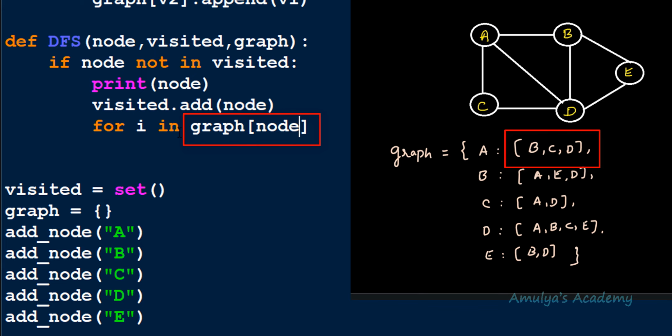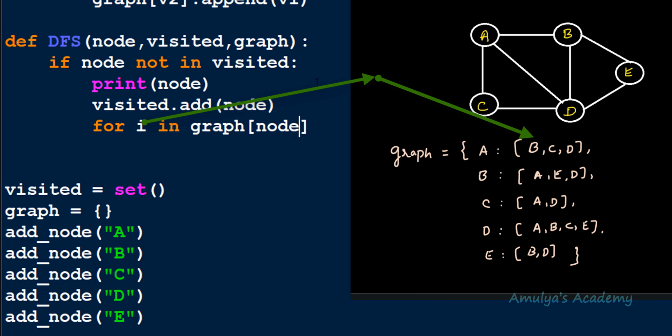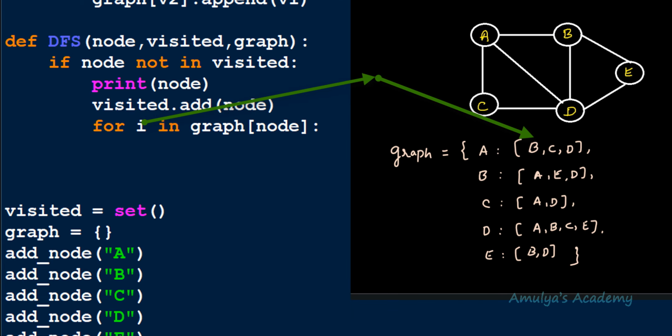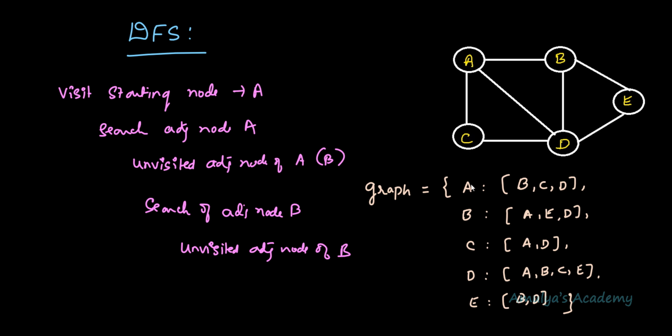That is a list, right? So to get every value separately, one by one, I'll use a loop on that. Initially, i value will be the first value present in the list, that is the first node present in the list. For example, here graph of A is this. So when I apply the loop on this, initially i value will be the first value of this list, that is B. i value will be B.